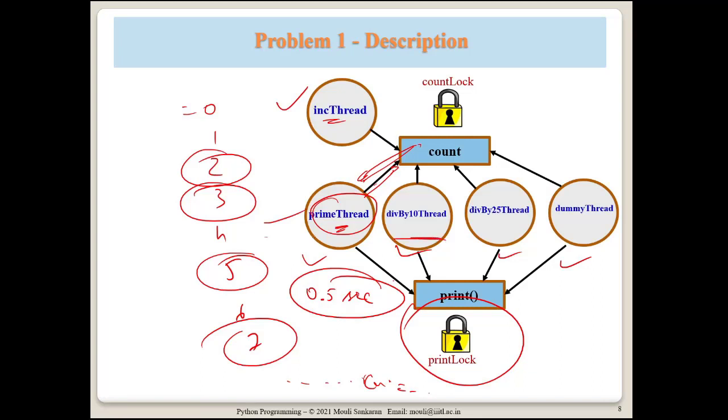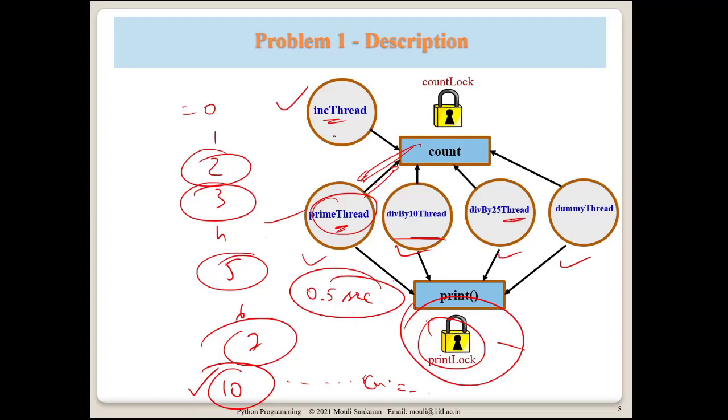This thread will wake up and check whether the current count value is divisible by 10 or not. Until the value becomes 10, it will come, check, and go out. It is periodically checking. Whenever it finds that it is divisible by 10, it will print it, and while printing it will acquire the lock and print. This thread will check for divisibility by 25.